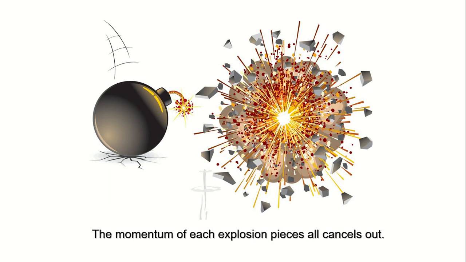But how is the law of momentum conservation observed in more complicated situations, such as an explosion? Before an explosion, the total momentum of a dynamite is zero since it is stationary. After the explosion, the dynamite breaks into thousands of pieces going off in all directions. The sum of all the individual momentums is said to cancel out each other, making the total momentum after the explosion still equal to zero.